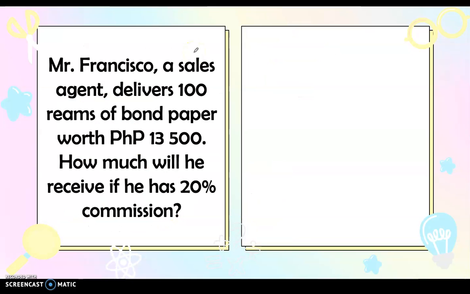Next, Mr. Francisco, as a sales agent, delivers 100 reams of bond paper worth 13,500. How much will he receive if he has a 20% commission? So it's still the same process. We use the formula base times rate, and the base is 13,500. That's the total sales. And Mr. Francisco will receive 20% commission, which is 0.20, because we remove the percent symbol and move 2 places to the left, which gives 0.20.